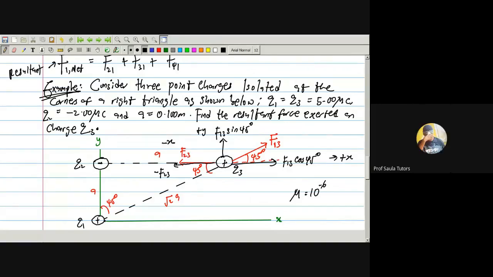So 3. Remember, it's going to the negative x-axis. Yes, sir. It's facing the negative what? Negative x-axis.